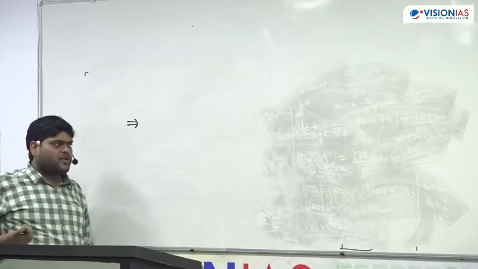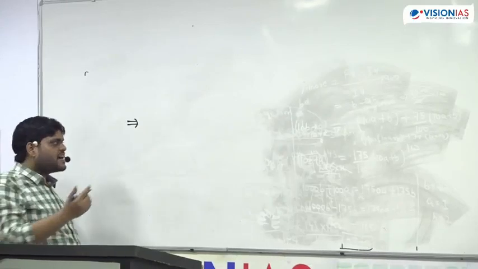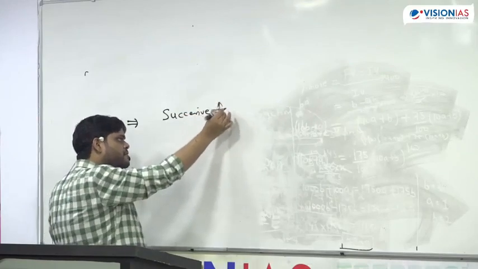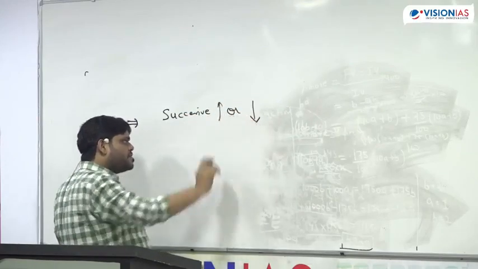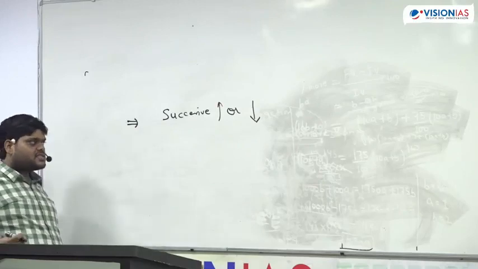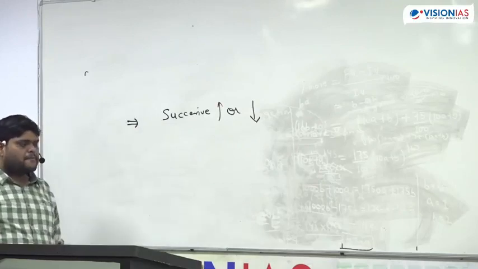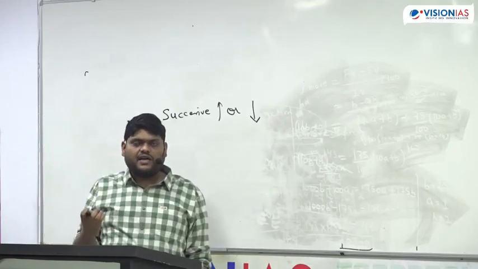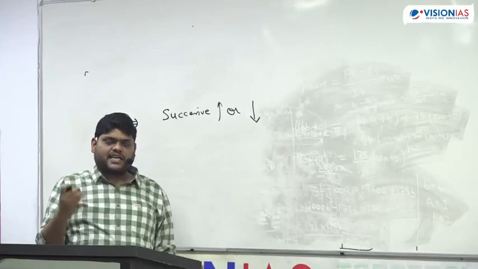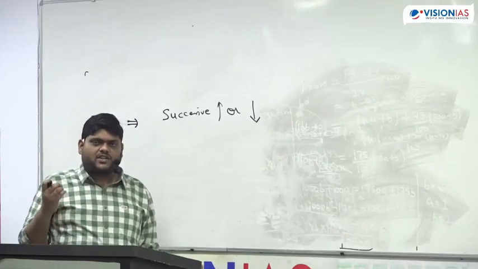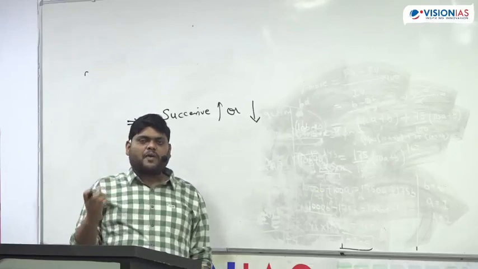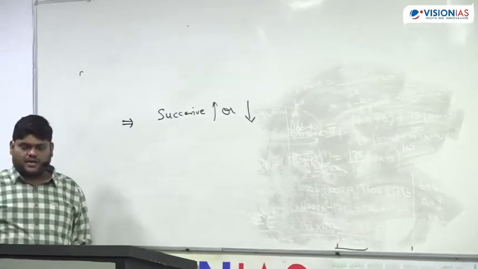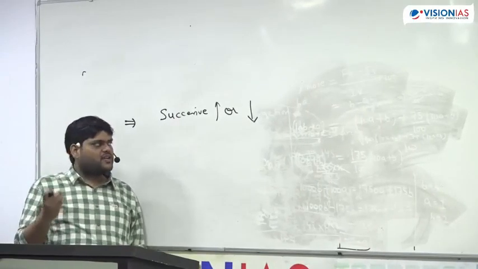Now the next part we are going to do is successive increment or decrement. What is the meaning of successive increment or decrement? See, if we are saying that the population of a country is increased by 10% every year, find out the population after 2 years.